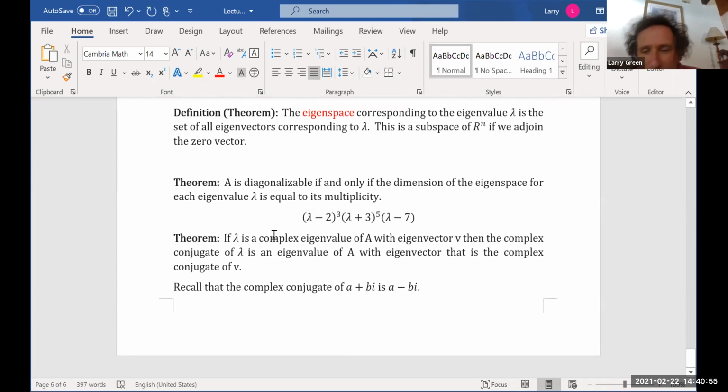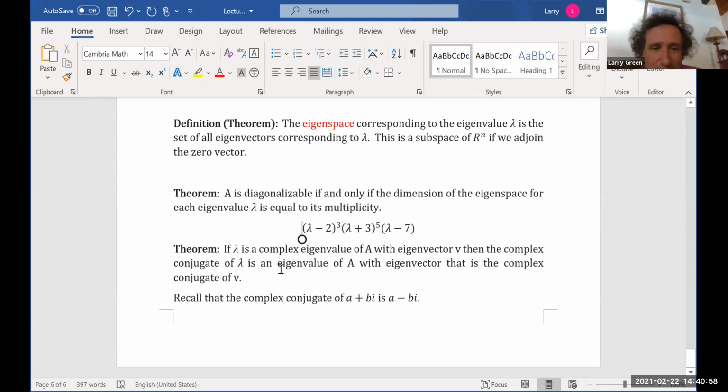All right, now the last bit. I want to spend the last time on complex numbers. Okay, so if lambda is a complex eigenvalue of A with eigenvector v, and v will be complex also, by the way, then the complex conjugate of lambda is an eigenvalue of A with eigenvector that is the complex conjugate of v. And recall that the complex conjugate of a plus bi is a minus bi.